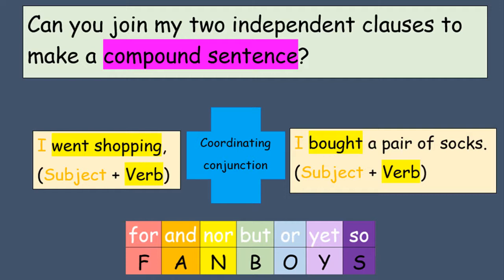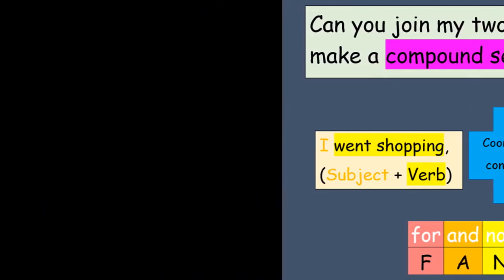Now, in order to create a compound sentence, I need to add these two independent clauses together using a coordinating conjunction. Can you help me join my two independent clauses together so I can make a compound sentence? Have a look at the fanboys and see if you could pick one to join my sentences together.